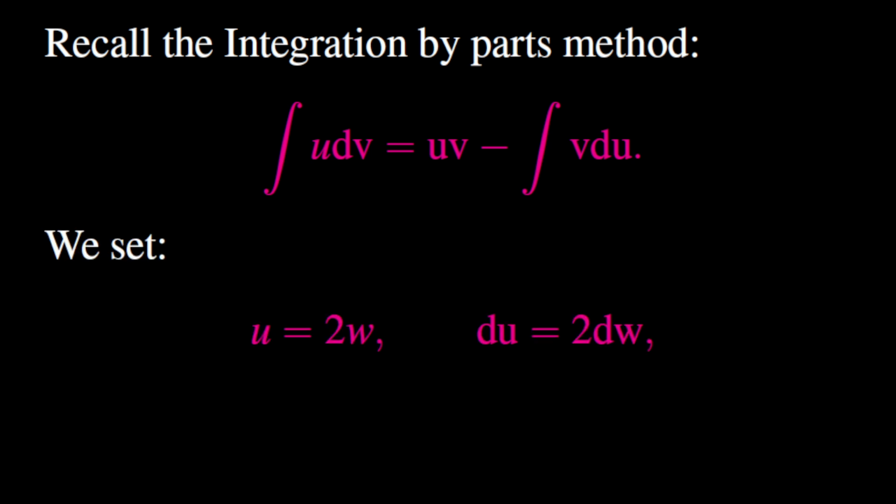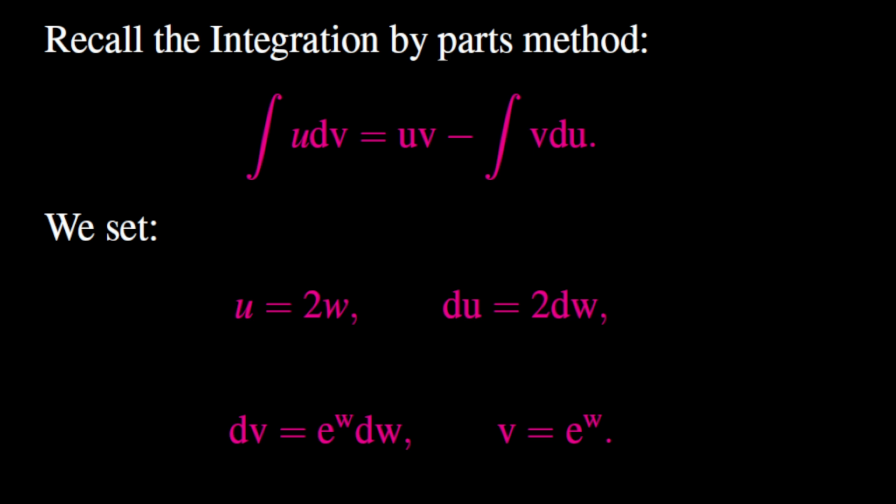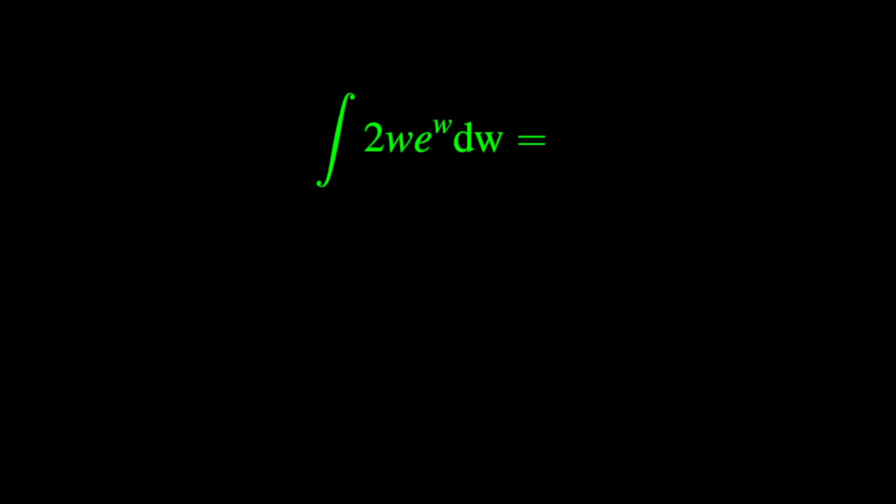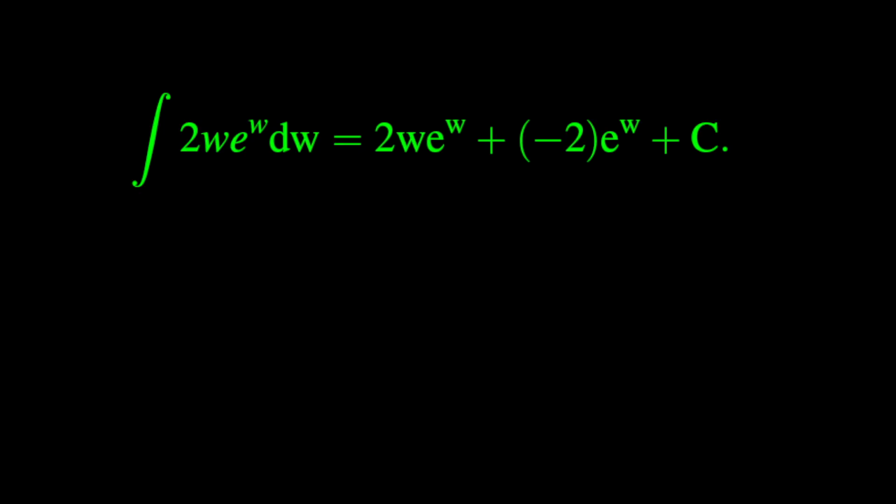Therefore, we set u equal to 2w, so du equals 2dw. And dv equals exponential of w dw, and v equals exponential of w. Eventually, the integral of 2w times exponential of w dw is equal to 2w times exponential of w, minus 2 times exponential of w, plus a constant c.